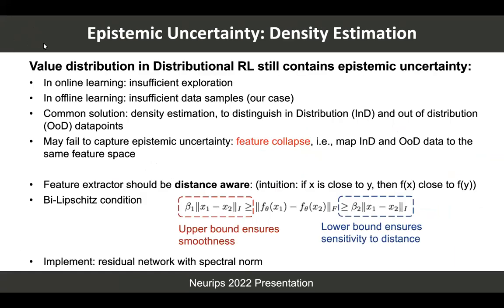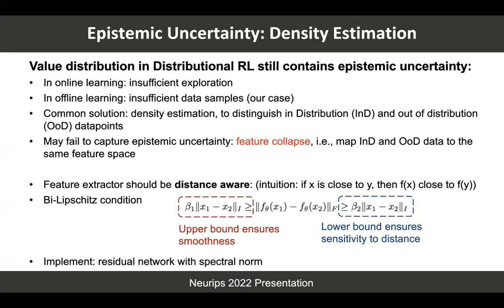Okay, cool. Thanks. So from the motivating example, we know that we also need to quantify the epistemic uncertainty because we only have access to a data set. One thing we need to highlight here is that even though in the previous step we use distributional reinforcement learning to learn the value distribution of state-action, it still contains epistemic uncertainty. And it's a natural thing in both online learning and offline learning.